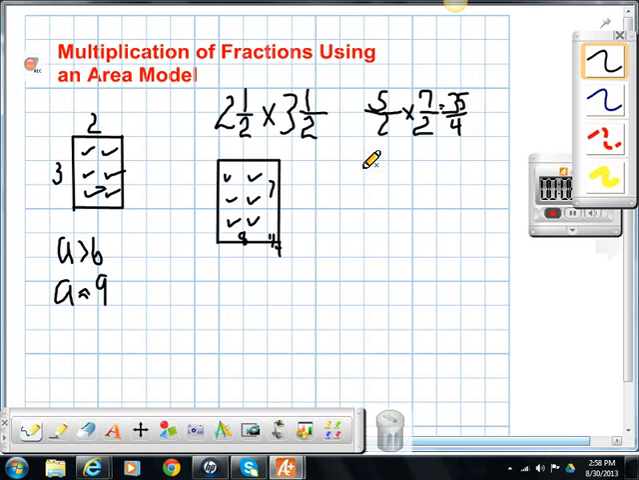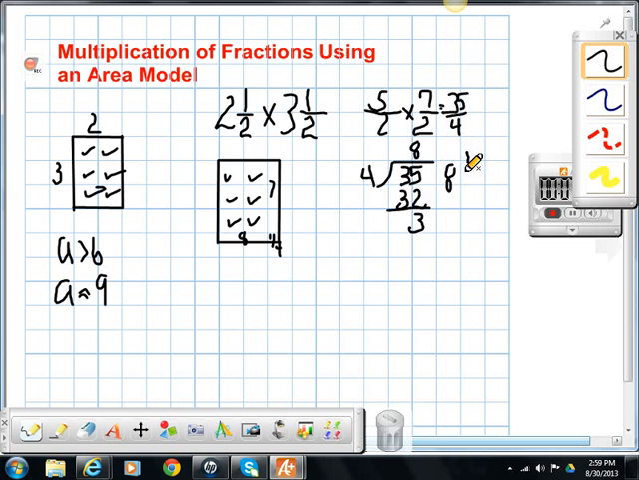And now we're going to divide 4 into 35. It is going to go 8. 8 times 4 is 32, and there's 3 left over. So our answer is 8 and 3/4.